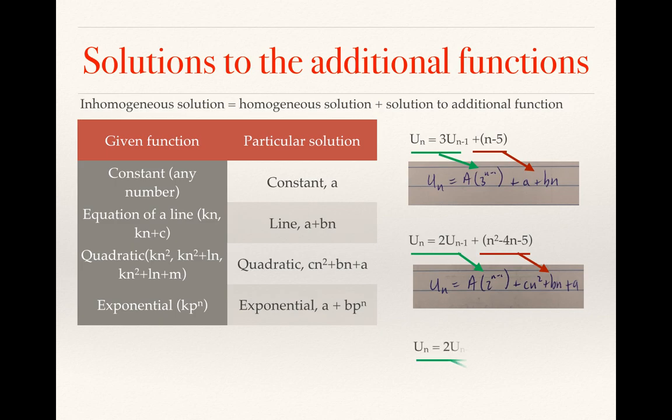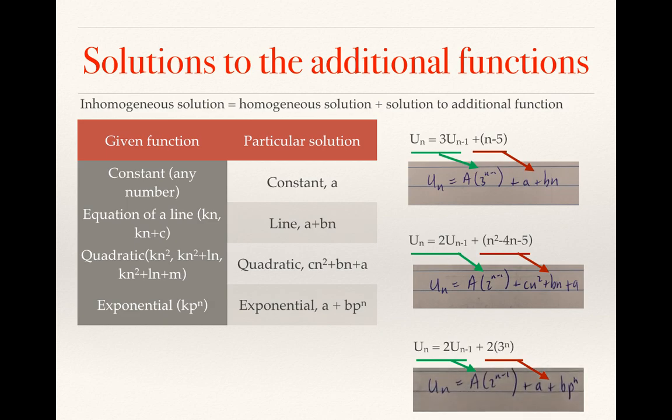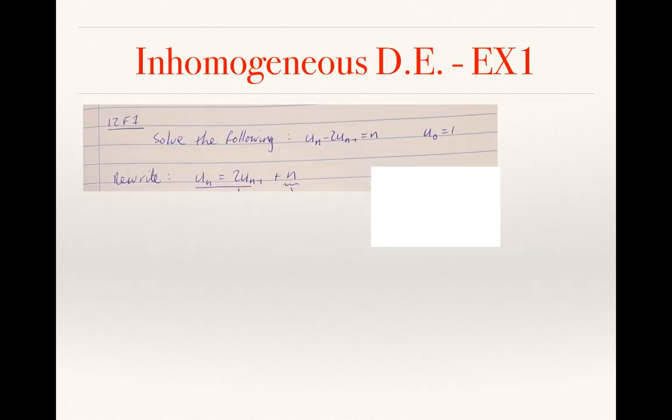Third example, we can see again that the homogeneous part is 2u of n minus 1, so that'll have a solution of a bracket 2 to the n minus 1. And then the underlined red part is your additional function, and its solution will look like that. Now, hopefully it makes a bit more sense. I'm going to show you 2 examples, and if that doesn't clarify anything further, then you can just talk to me directly. Okay, so first thing, the question reads, solve the following.